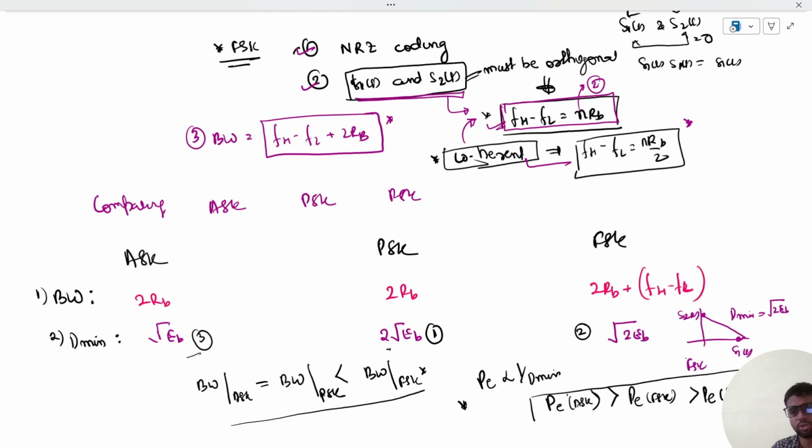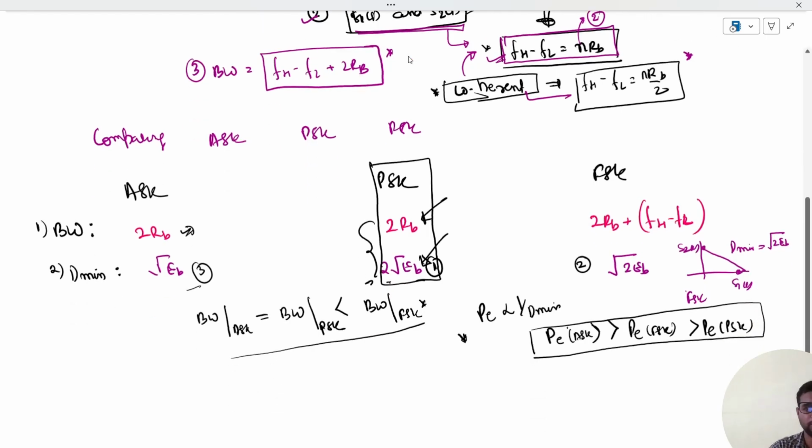So which should be most favorable? So PSK is most favorable to be used. Why? Because we have the least probability of error and the least bandwidth. Though bandwidth for ASK is equal to PSK, we are also getting the least probability of error. So PSK is used.